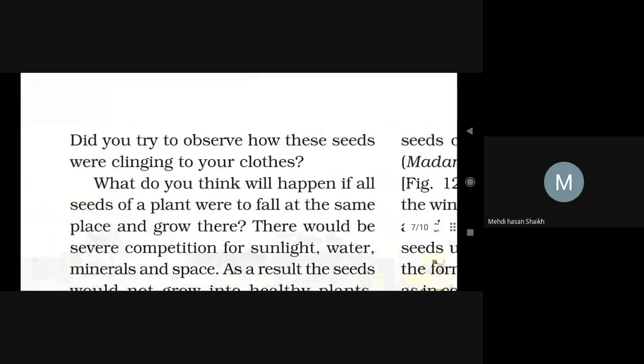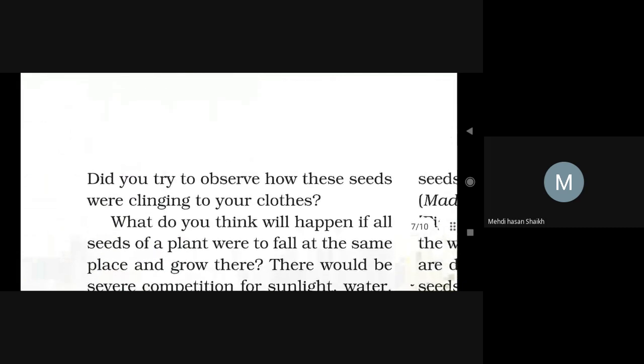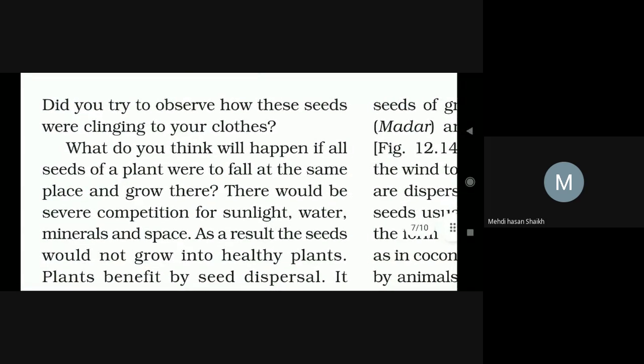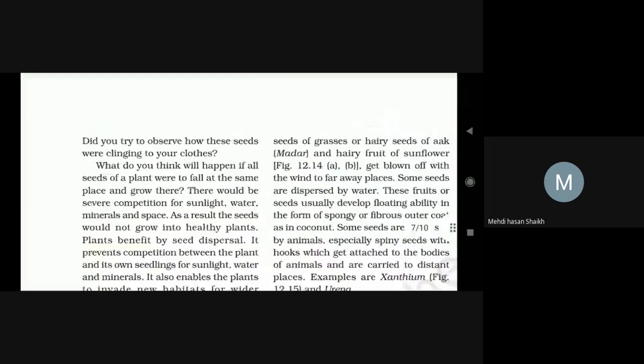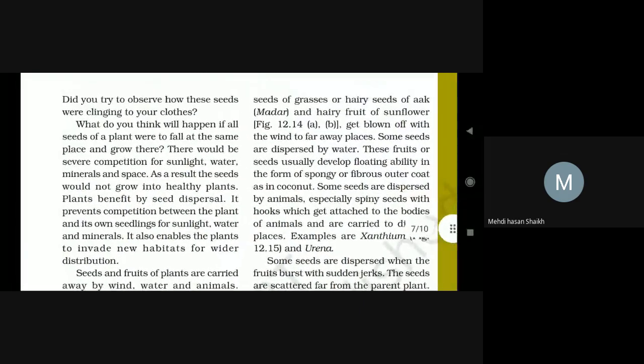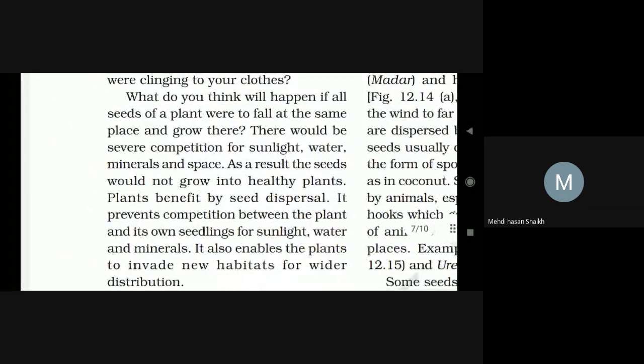Good. Now Azarmukhi, you are getting a chance to read because you gave the right answer. You only now complete the rest of the chapter. Read.